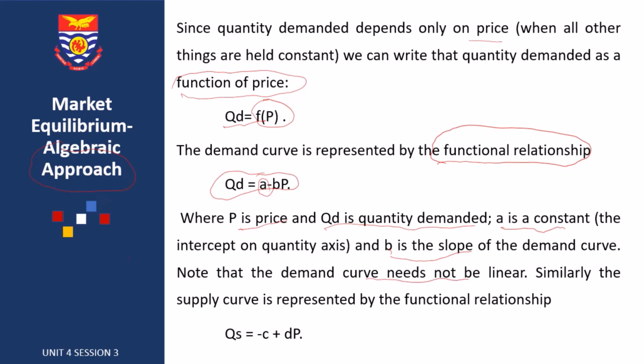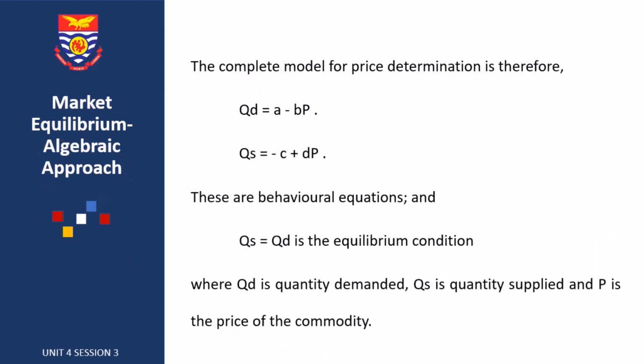Similarly, the supply curve is also represented by QS = minus C plus DP. The supply curve is positive, and so its slope, that is D, is positive. So in all, the complete model for price determination is as we have here: that of the demand is this, that of the supply is this. These are behavioral equations.